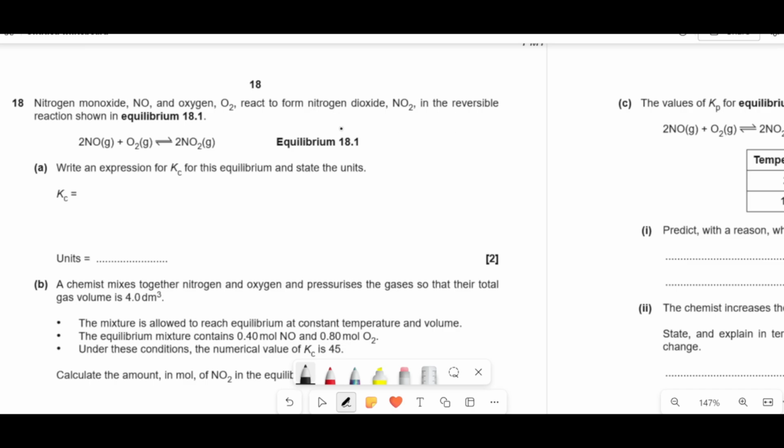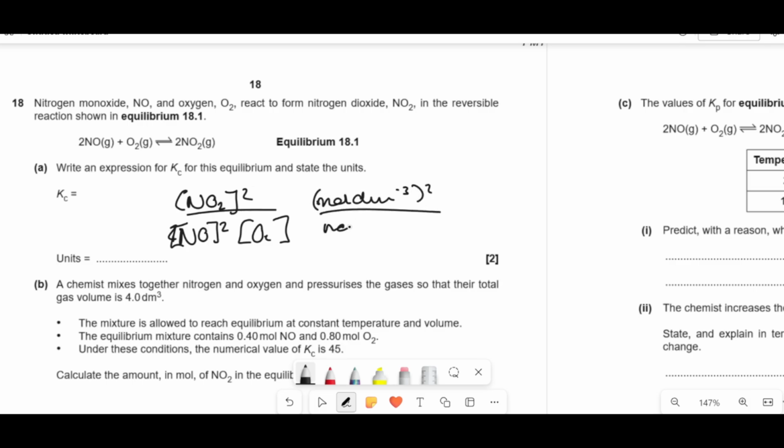So nitrogen monoxide reacts to form this in this reversible reaction here. It says write an expression for Kc, so it's going to be [NO2] squared over [NO] squared [O2]. You don't want to be misled by the fact that it says gas, because these are concentrations. It's Kc there. So units wise, that's going to be mol dm minus 3 all squared over mol dm minus 3 all cubed, because we're doing that squared times that. So that becomes mol dm minus 3 to the power of minus 1. That means you're going to end up with mol minus 1 dm 3, rather than adding. So there you go. It could be mol minus 1 dm 3.